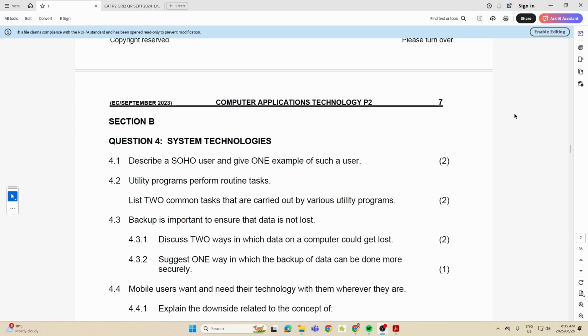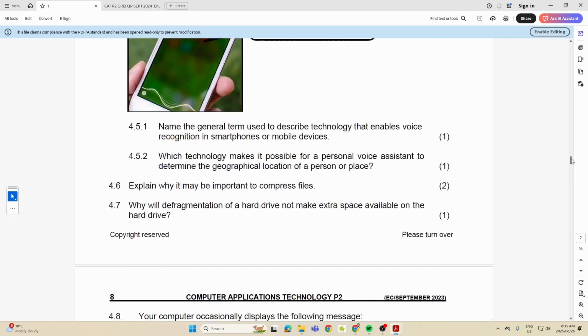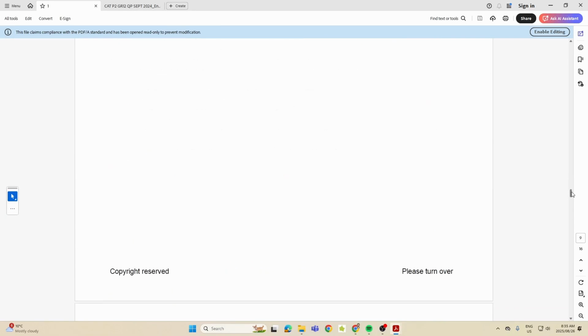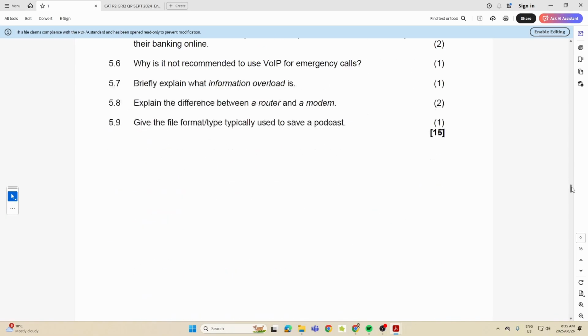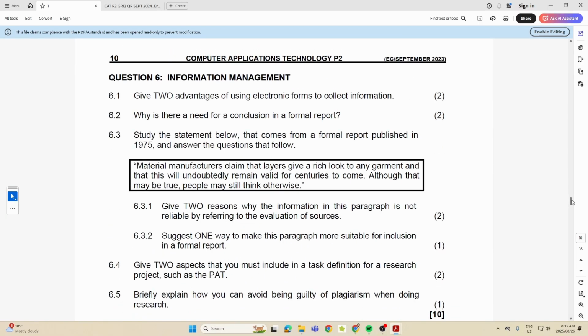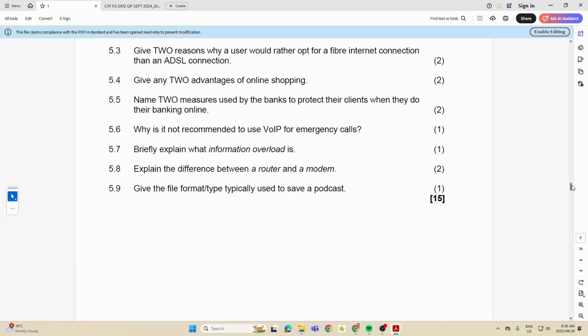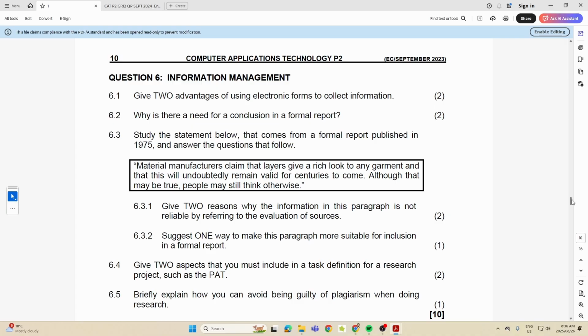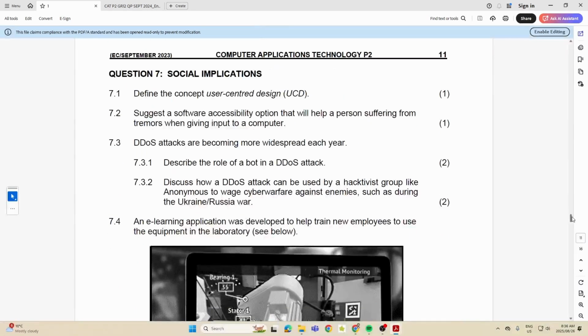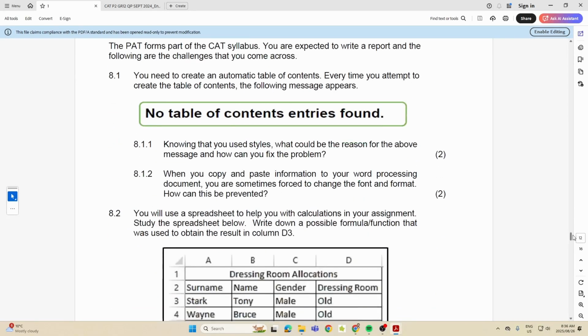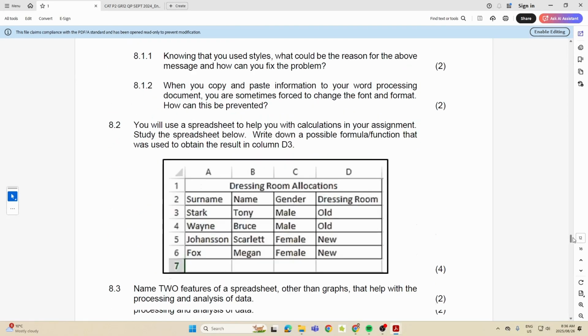In section B, what do we find? We've got system technologies that deals with everything from users to hardware. There you can see some of the examples. Then we've got internet and network technologies, which has got to do with the internet and networks, and all of the questions around that. Information management: a large part of this has got to do with the PAT and then also some practical work. And then social implications of technology, right? And that usually leads us then to question 8, which is really all based off prac work.